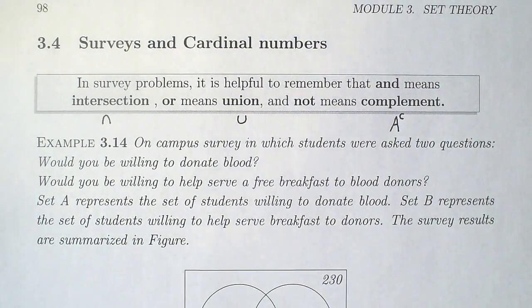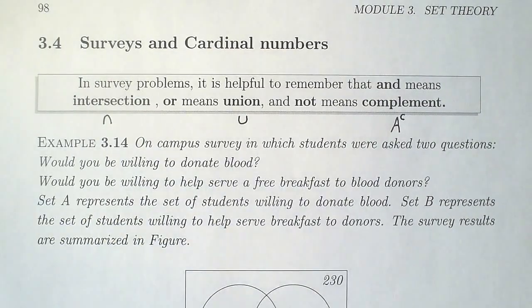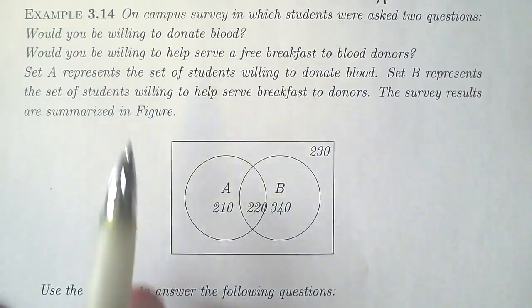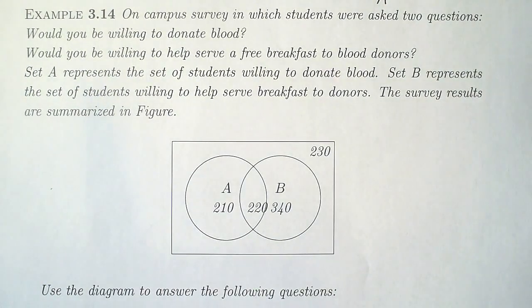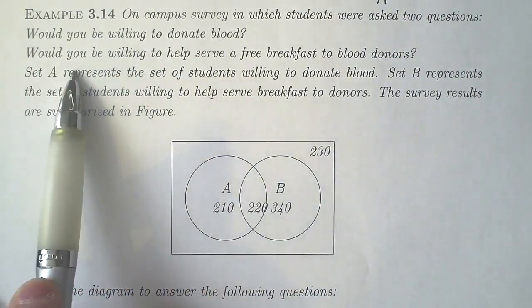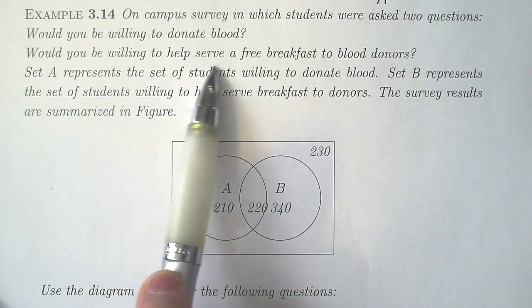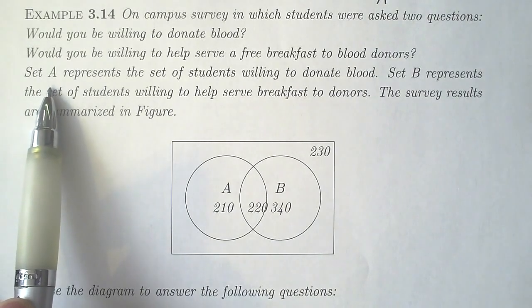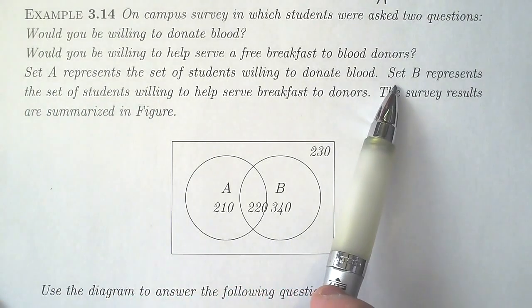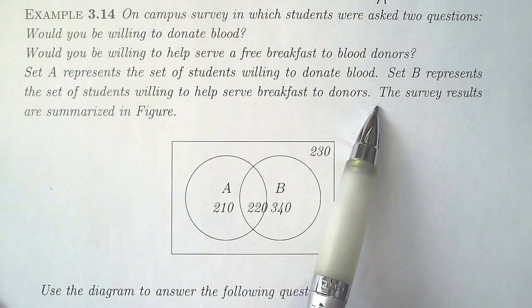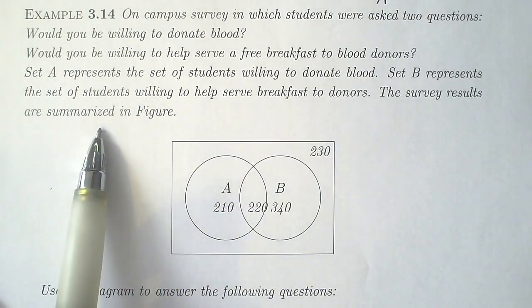But this section is really just a bunch of word problems. So it jumps right into one. So let's take a look. All right. An on-campus survey was done, and students were asked two questions. Would you be willing to donate blood? Would you be willing to help serve a free breakfast? It says set A represents students willing to donate blood. Set B is students willing to serve breakfast. And the survey results are summarized in the figure.